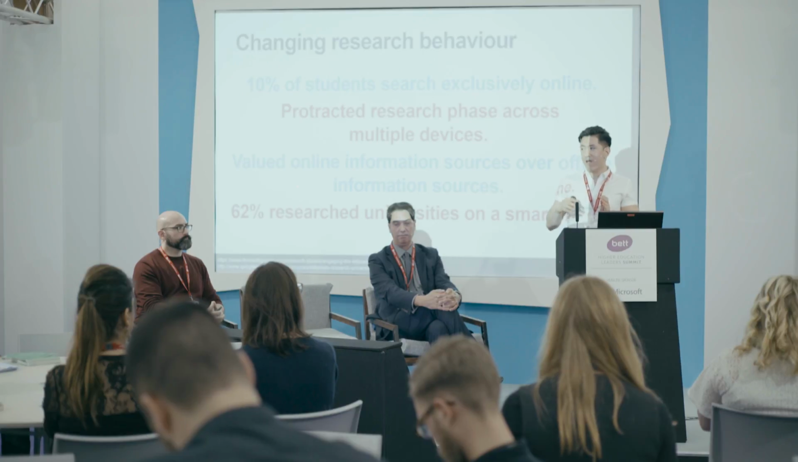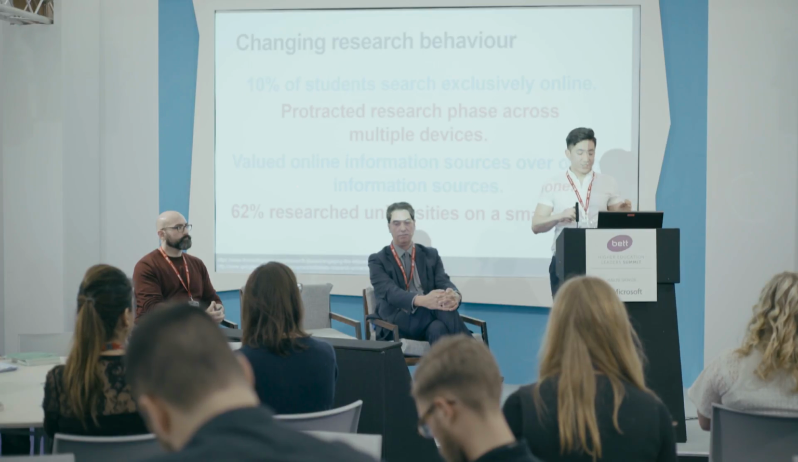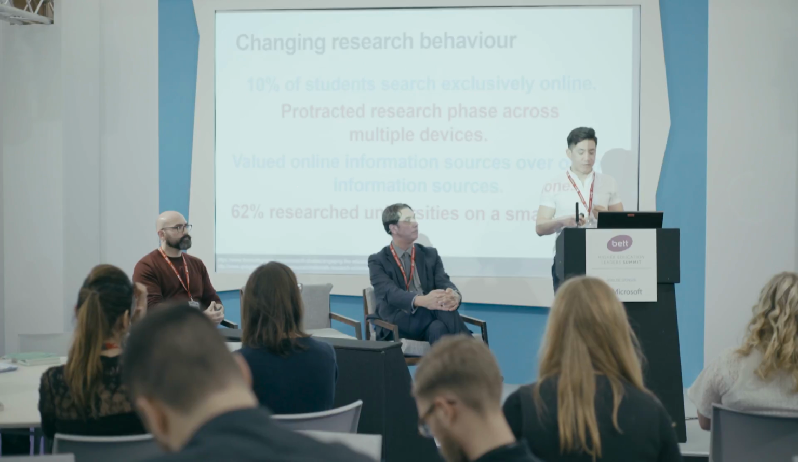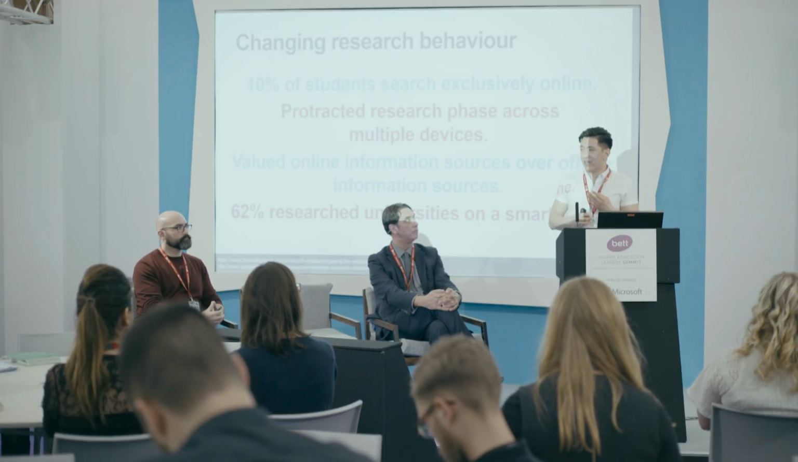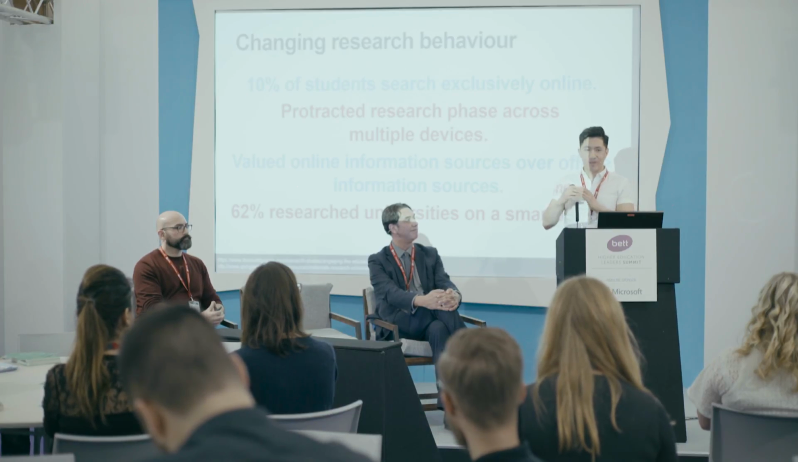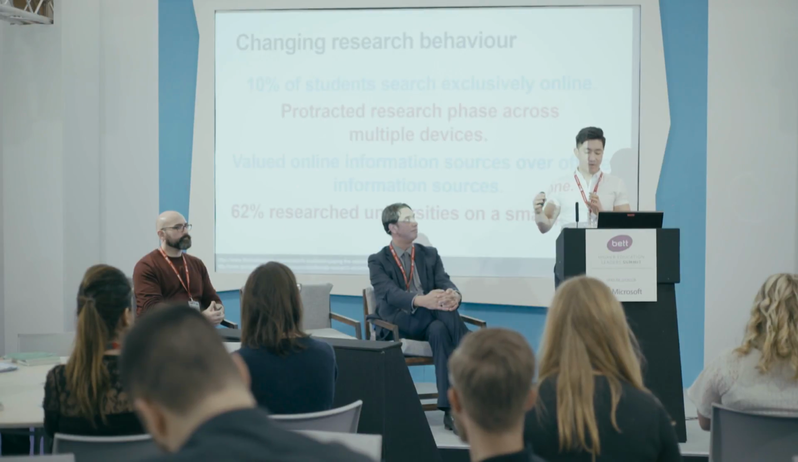They really are a mobile-first generation. 62% research universities on a smartphone. And this is going to be a trend that we explore further in the rest of the presentation. 90% of 16 to 24-year-olds in the UK own a smartphone. And it's not just the amount of people that have one, it's actually how much they're using it. So double the amount of time is spent on a smartphone compared to a traditional desktop or computer.